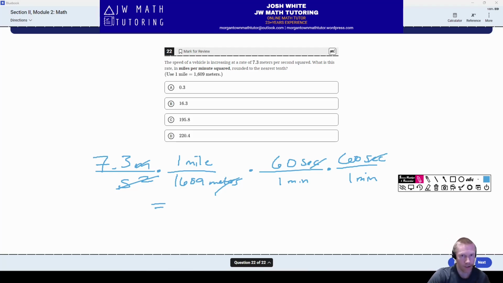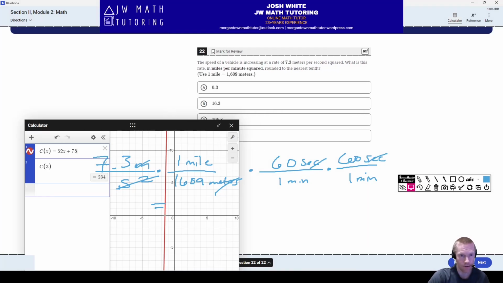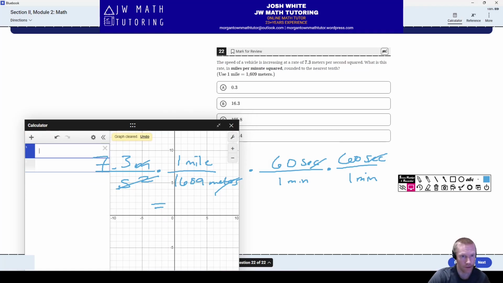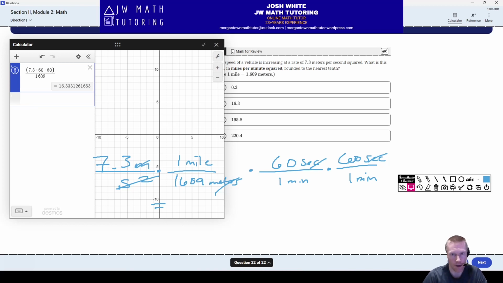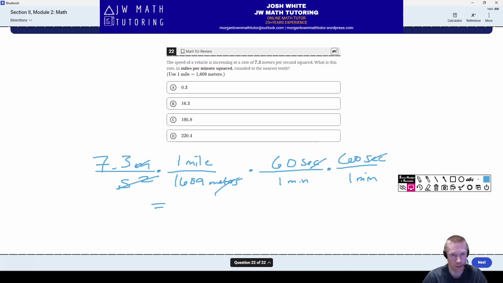We're going to get our answer here. Looks like it should be 7.3 times 60 times 60 all over 1609. So I get 16.333126, and so on. Which of these is closest to it? Well, it's obviously B, 16.3.